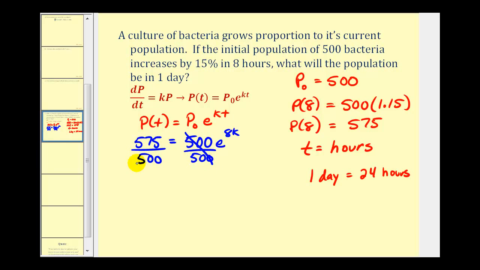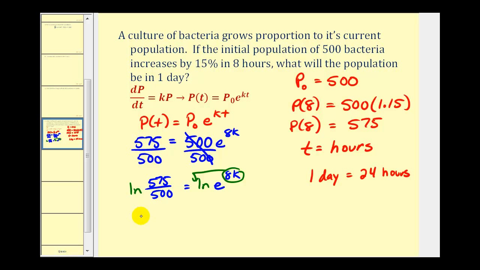So we have 575 divided by 500 must equal e raised to the power of 8k. And now we can take the natural log of both sides of the equation and apply the power property of logarithms. So now we can move this exponent here to the front. This quotient here is just 1.15.